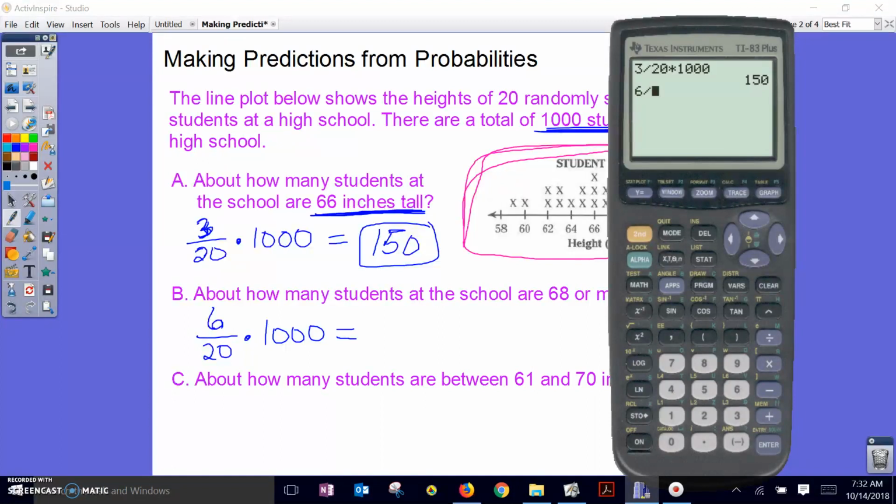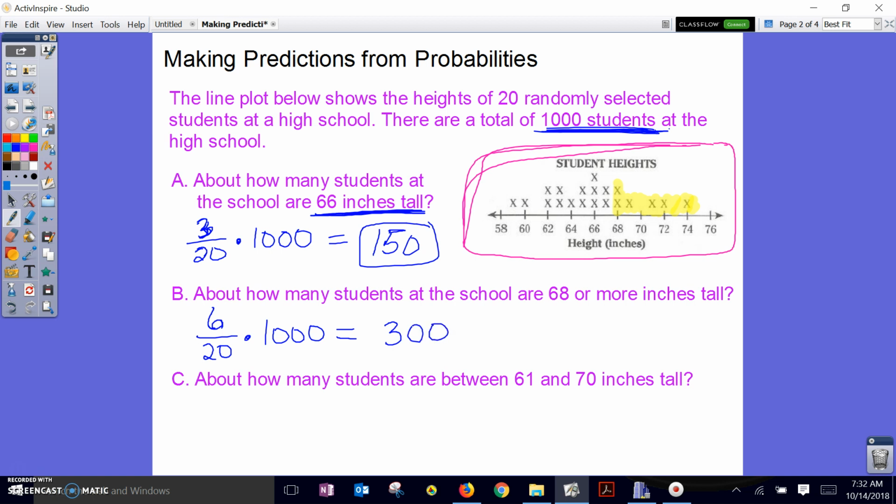So 6 out of 20 times 1,000. Oops, I missed a 1 there. That'll be important. And we will predict that 300 of the students are 68 or more inches tall. Alright, and on to the last one here.